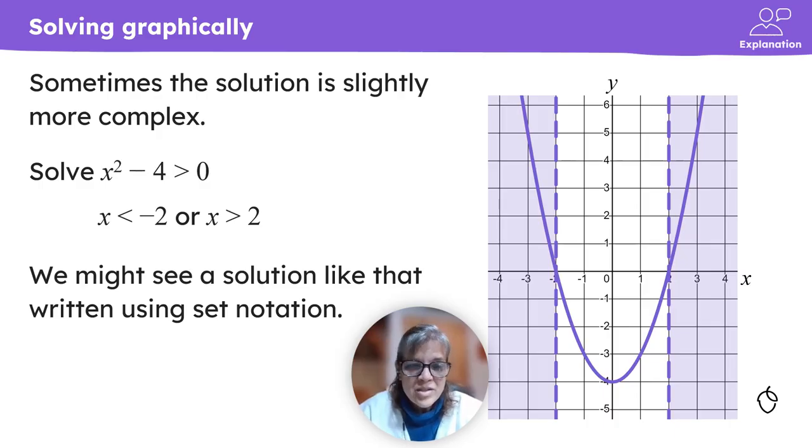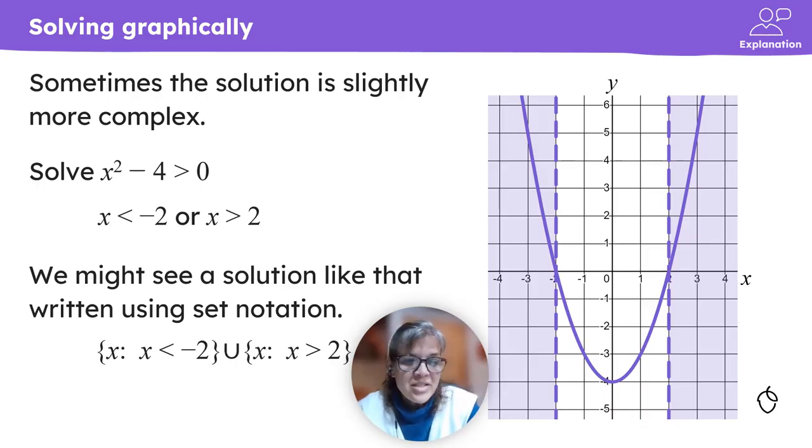So we might see a solution like this. If you've done any set notation yet in Maths D, in set notation they might write this as the union: the set of all x where x is less than minus 2, or the set of all x where x is greater than 2. If you haven't done set notation yet, don't worry about it. This is just showing you what it could look like in set notation.